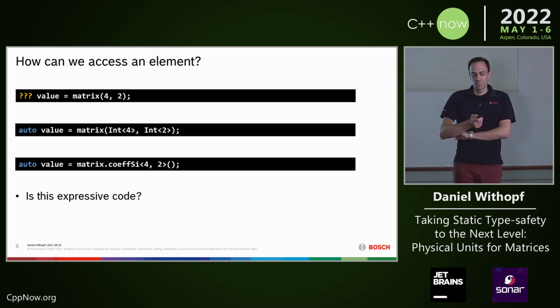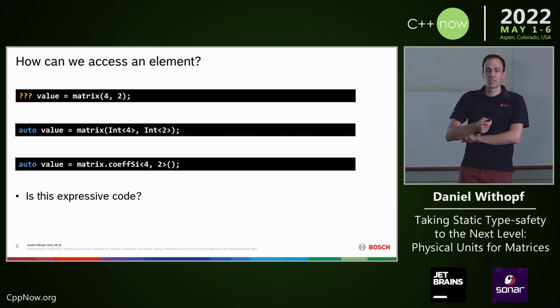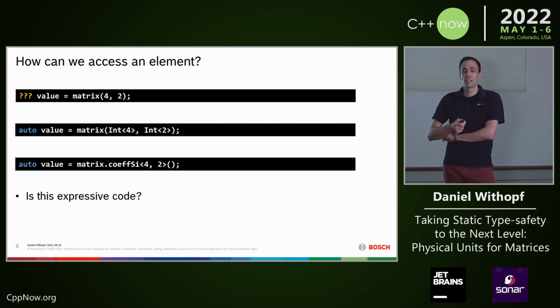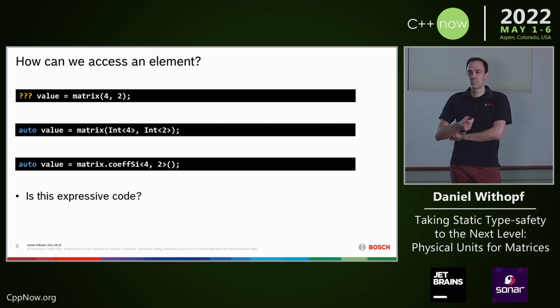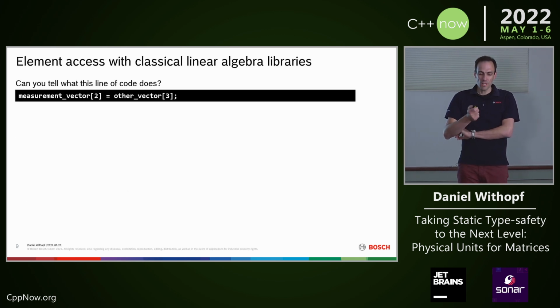Because is this really expressive code? If you have a three-dimensional vector, then maybe use your integer indices. If you have a 10 by 10 vector that stores positions, velocity, accelerations, or maybe it's x position, x velocity, x acceleration, I wouldn't want to write code or have to read code like that. So that's actually also part of why I wrote the library. And we'll see on the next slide.